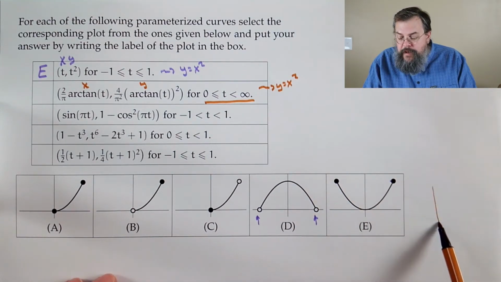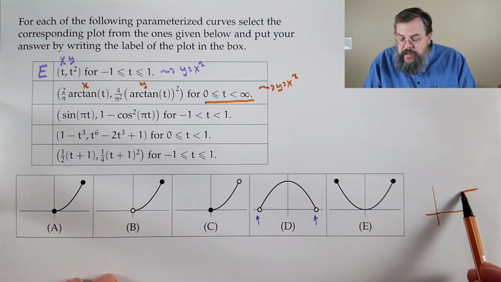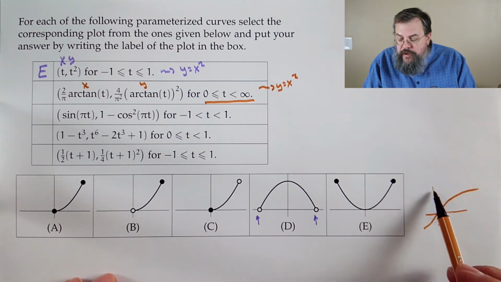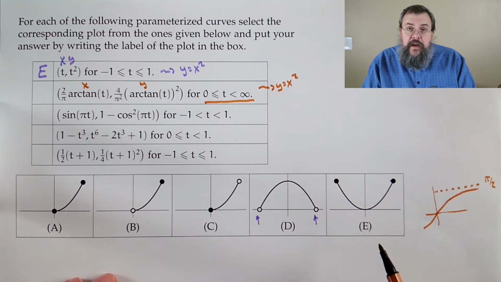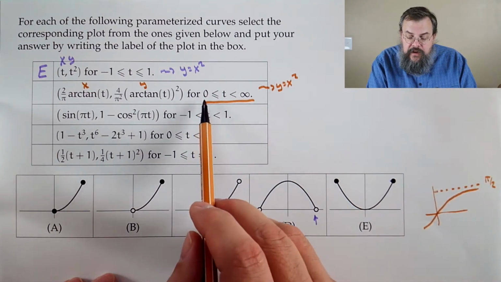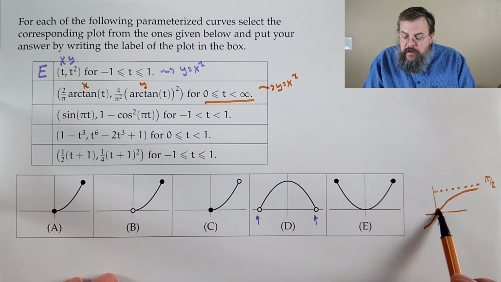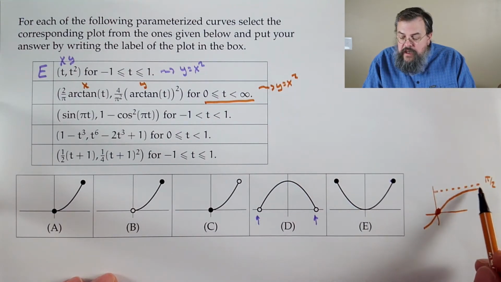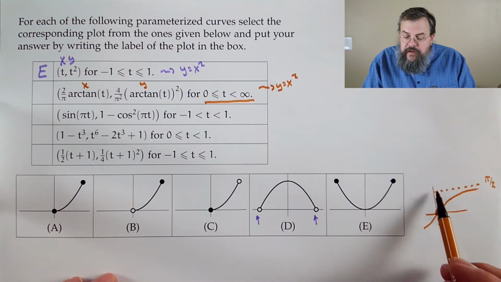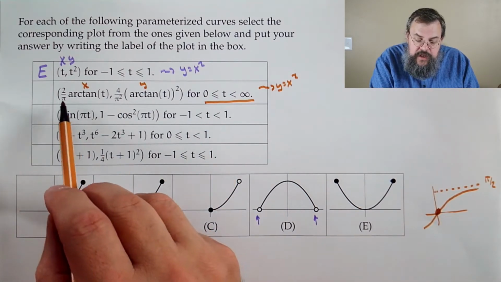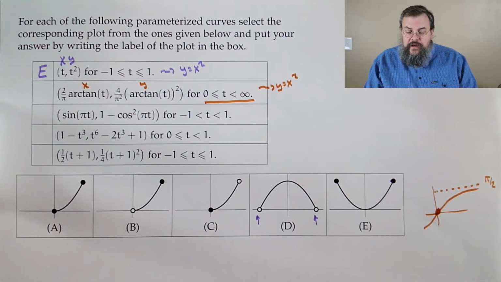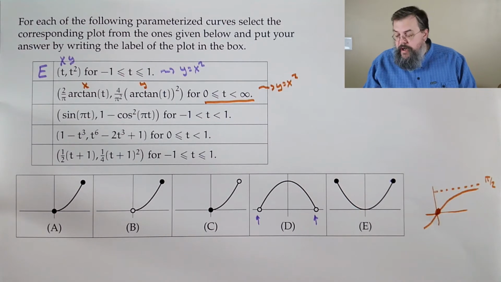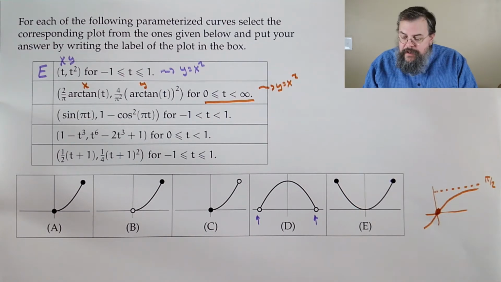And what happens? Arctangent approaches an asymptote of pi over 2 as you head off towards infinity. So at 0, we're at 0, and as you head towards infinity, you get closer and closer to pi over 2. So in particular, if we just think about what's happening to x, we see that 2 over pi times the arctangent of t, well, let's just do arctangent of t.